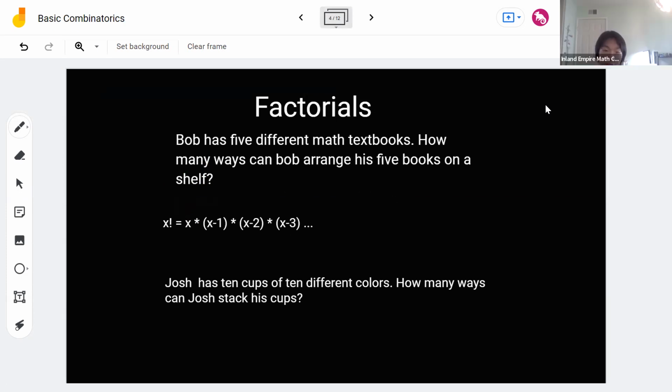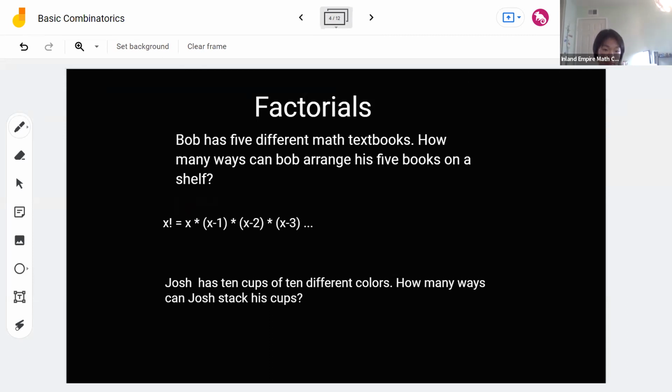Okay, now we're going to go over something a little bit more complicated. We're going to be going over the concept of factorials. So we'll start off with this little problem here. Bob has 5 different math textbooks. How many ways can Bob arrange his 5 books on a shelf? Assuming that order matters, we're going to go from left to right. So he has to arrange his books. Anyone have an idea of how to do this?